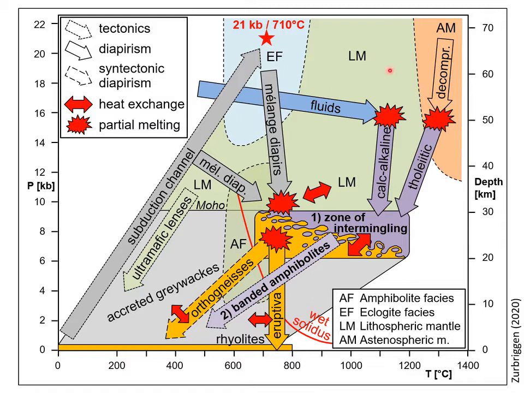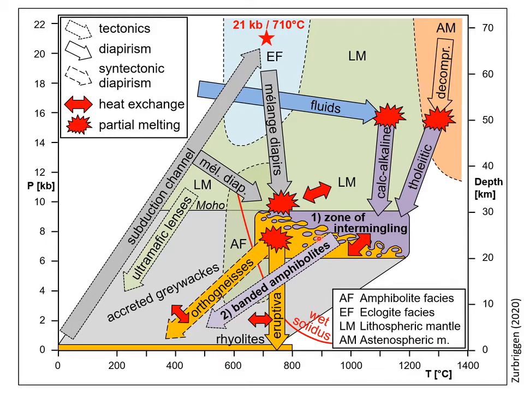But we have depleted lithospheric mantle which experiences this fluid flux related to the subduction, which starts melting. So we can produce calc-alkaline basalts but also tholeiitic basalts in the same environment. And all these basalts hit the accretionary complex, and down here we produce greywacke melts.